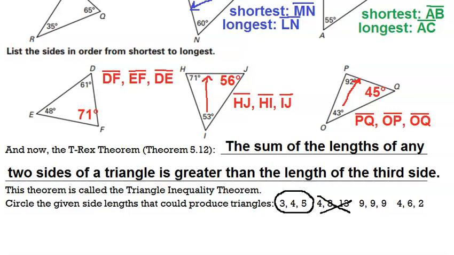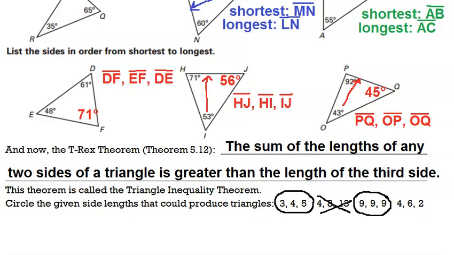All right, 9, 9, 9. A lot of people think that this is a trick question. They're like, oh, well, that can't make a triangle. Is 9 plus 9 greater than 9? Well, since 9 plus 9 is 18, pretty sure that checks out. And you can probably tell, if you actually stop and think about it for a second, that would be an equilateral triangle, which is totally fine.